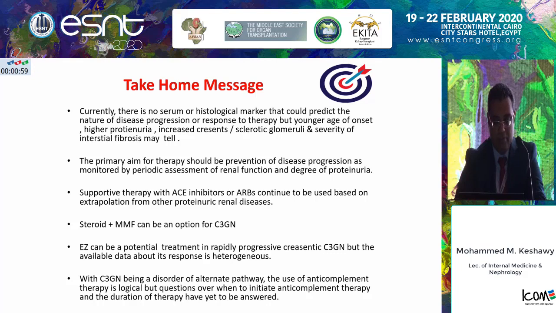Eculizumab can be a potential treatment in rapidly progressive crescentic C3 glomerulonephritis, but available data about its response are heterogeneous. With C3 glomerulonephritis being a disorder of the alternative pathway, the use of anticomplement therapy is logical, but questions over when to initiate anticomplement therapy and the duration of therapy have yet to be answered.